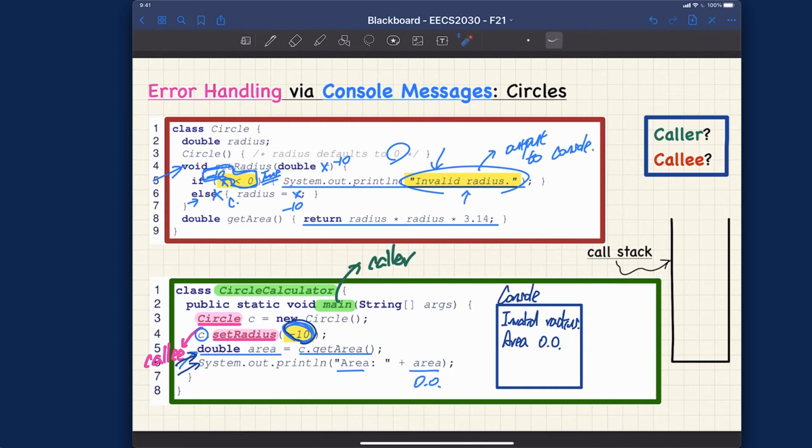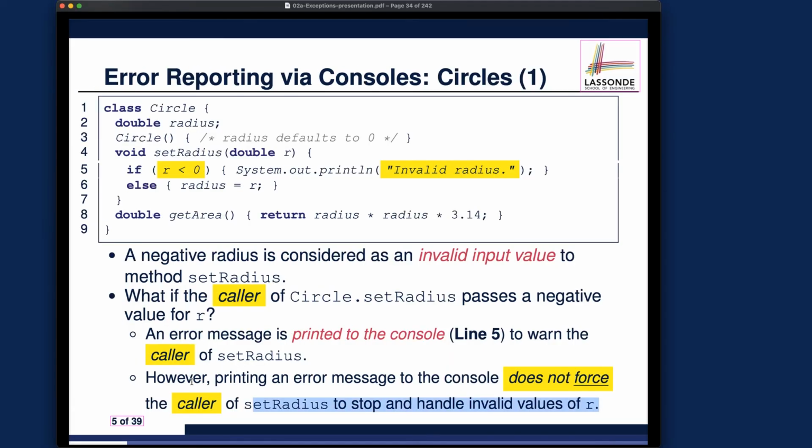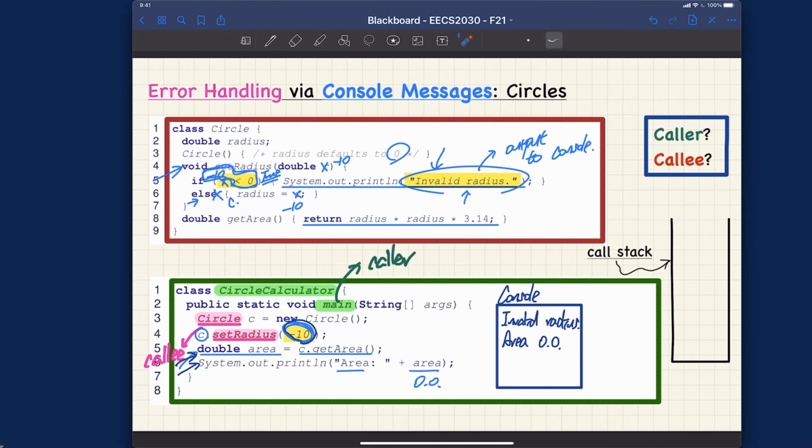So it seems like using System.out.println is not the way to go, right? And the main issue really is, let me just revisit the paragraph over here. Printing an error message to the console does not force the caller of the set radius to stop and handle invalid values of r. So what I meant was over here, now hopefully you can appreciate it a little bit more. After passing minus 10 for calculation, printing an error message to the console does not cause the caller, which of course is circle calculator main, to stop. It does not, because it still continues to execute these two lines. All right, let me show you very quickly on the Eclipse as well. It's really important to see that.